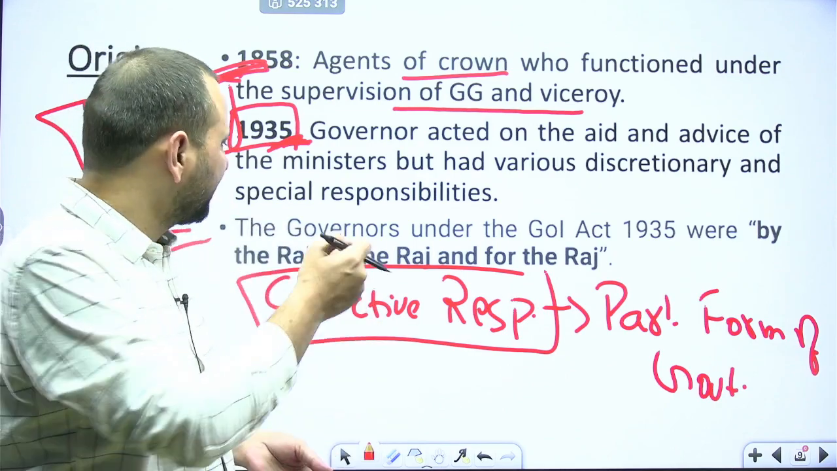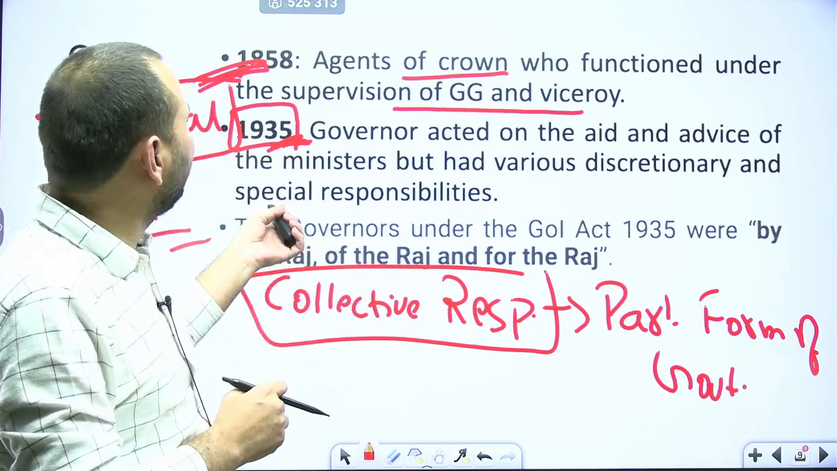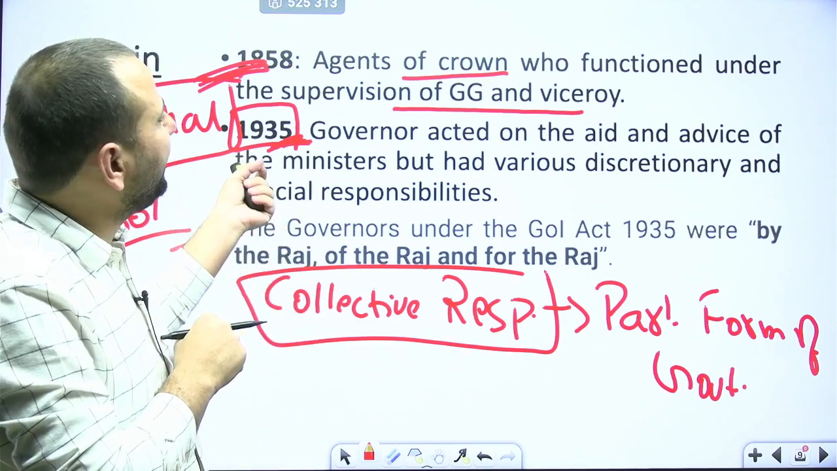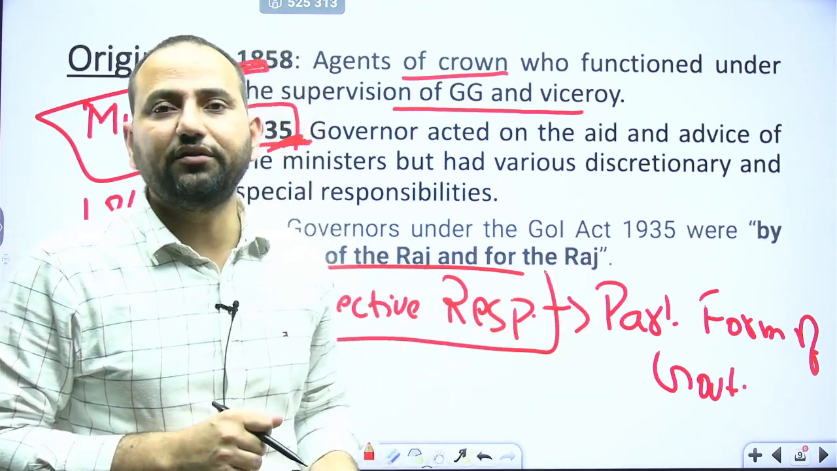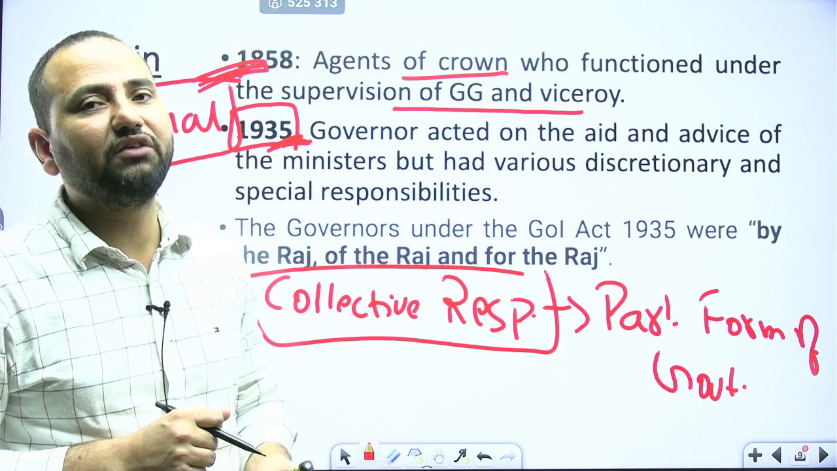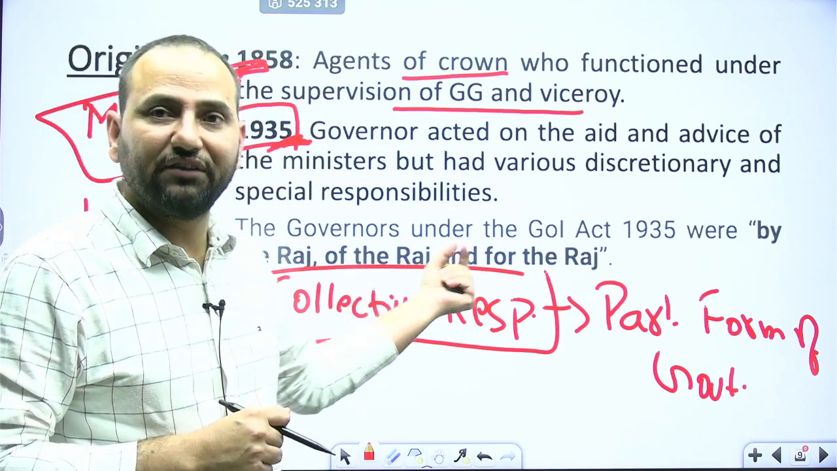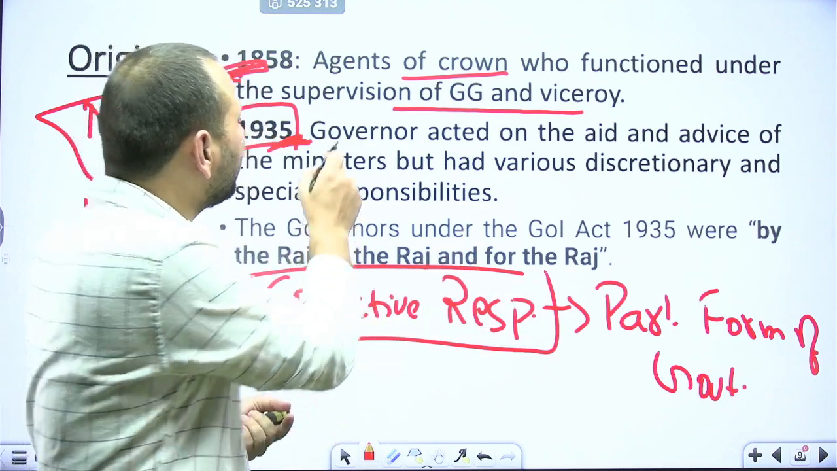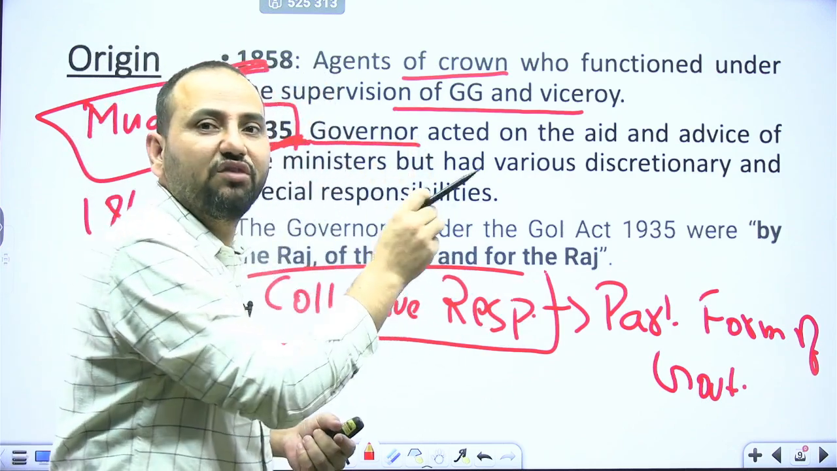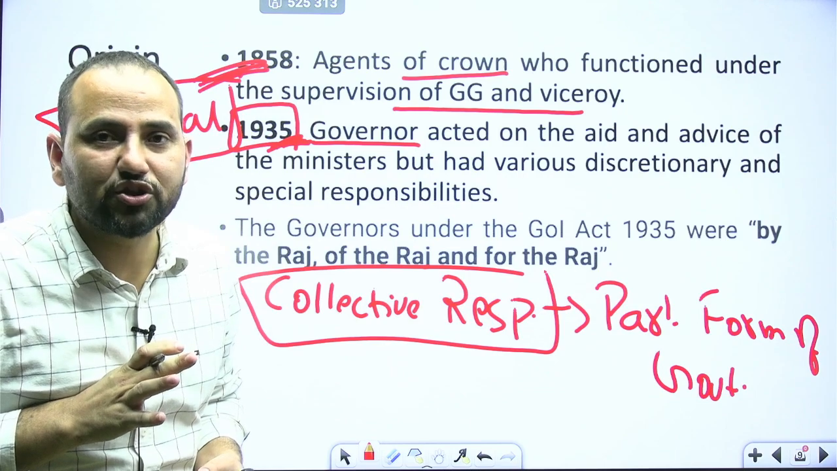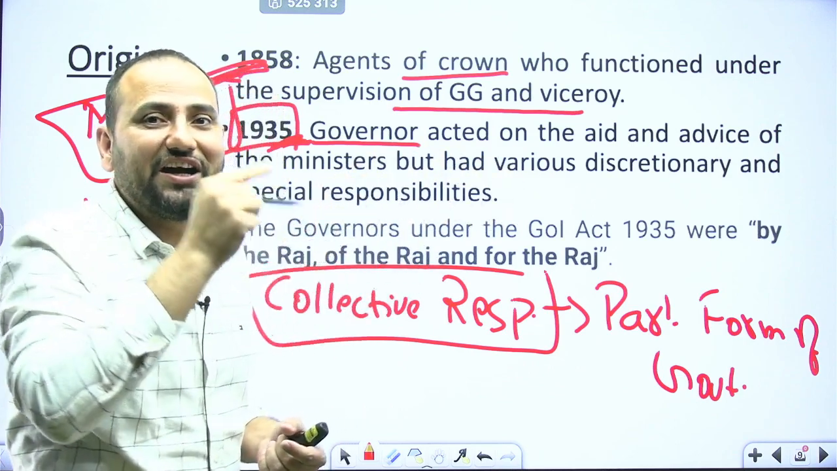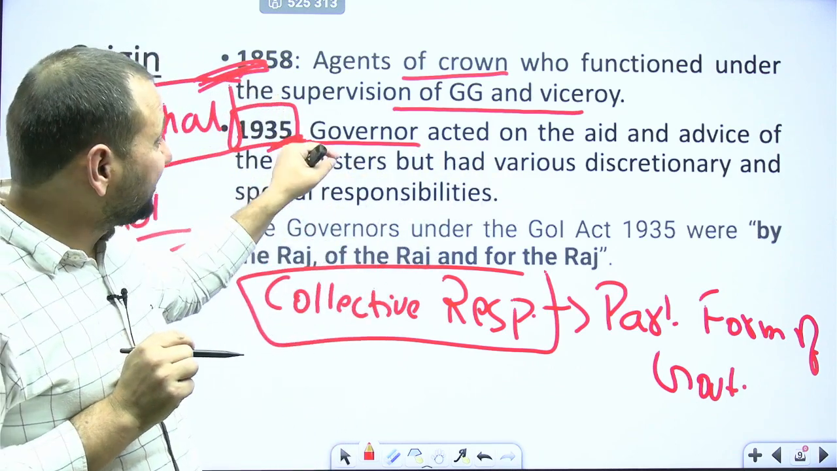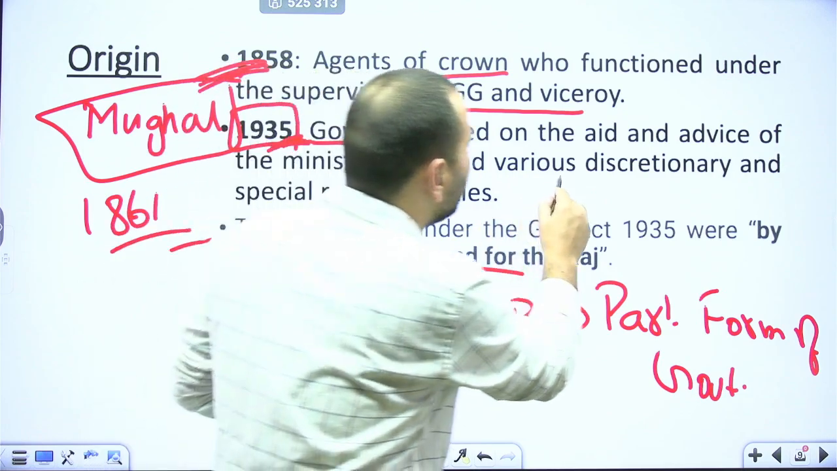Let's come back to this section of Government of India Act 1935. Here also we can see this parliamentary form of government. And in this parliamentary form of government, we have to understand the concept of collective responsibility, and the governor works on the aid and advice of the Council of Ministers headed by the Chief Minister or Prime Minister. Now the point is, if you talk about this aid and advice of the ministers, then again you have to understand that along with this aid and advice, there were a lot of discretionary powers in the hands of the governor also.